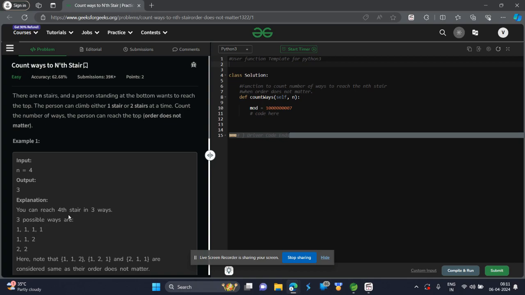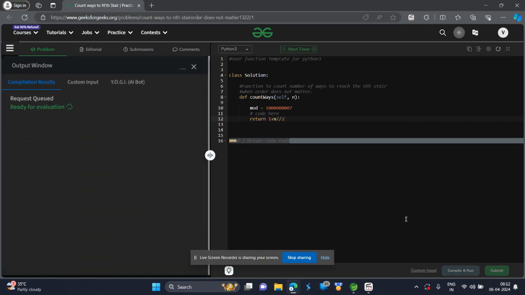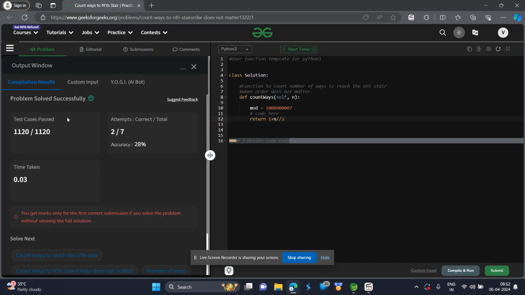6 plus 1 is 7. Any number, be it 99, you'll have to divide 99 by 2. You'll get 49, and you'll have to add 1 to it. You'll get the answer. And this is what you have to do. You have to return simply 1 plus n by 2, and you'll get the answer. It's as simple as that. You don't have to even consider the mod function. See, it does the job pretty effortlessly.